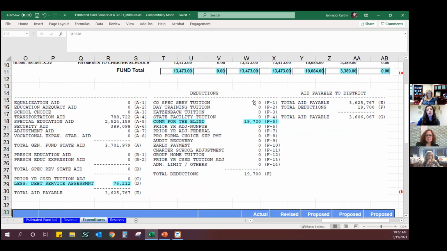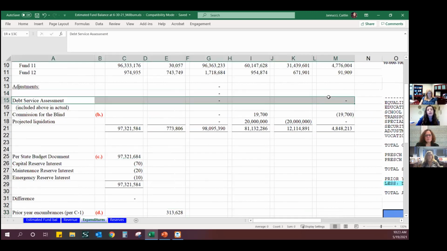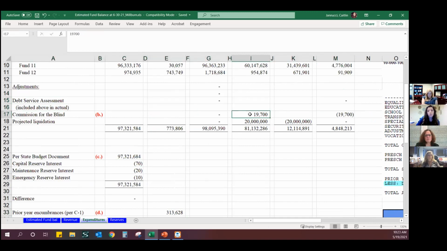There are several other adjustments that could be affecting your district, but just for today's purpose, since Milburn only has these two, we're just going to be focusing on these two adjustments. So when looking at Milburn CSI, the debt service assessment adjustment was already posted within these actual numbers, which is why we just noted here that that was not an adjustment that we had to further make to this analysis today. But the commission for the blind hadn't been posted yet.